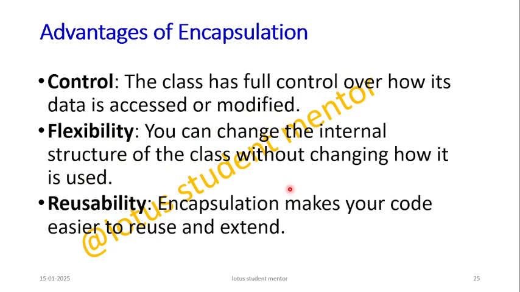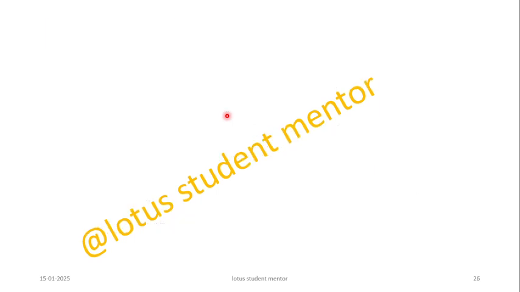Now, the advantages of encapsulation. There are mainly 3 advantages: control, flexibility, and reusability. The reusability and flexibility concepts also apply to abstraction. But the one thing is control. Here the control is much stronger in comparison to abstraction. The class has full control over how its data is accessed or modified. Why? Because you use the private access modifier and public access modifiers to access or modify the data.